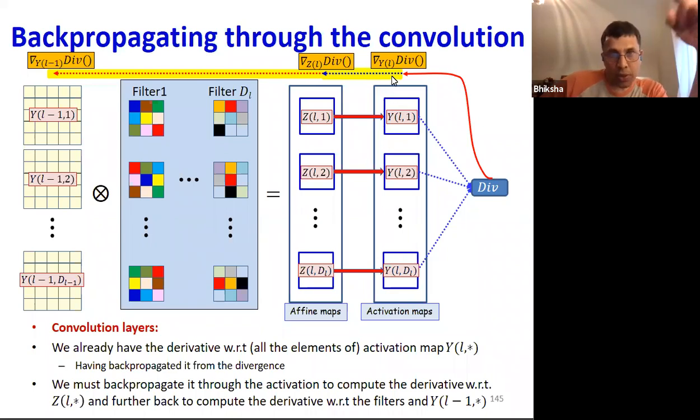And now the question is, how do you propagate those back to compute the derivatives for the affine map, which is Z of L, and then how do you propagate them further back to compute the derivatives for the activation maps of the previous layer, which is Y of L minus 1? And in the process, how do you also compute the derivatives for each of the filters that we are operating over these guys with to compute these affine maps?